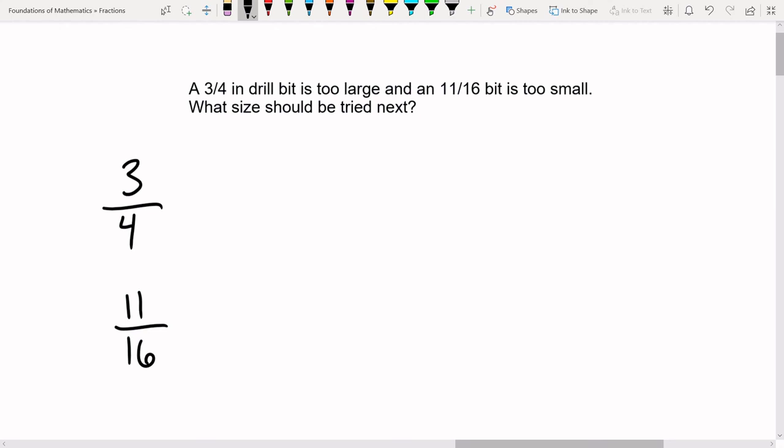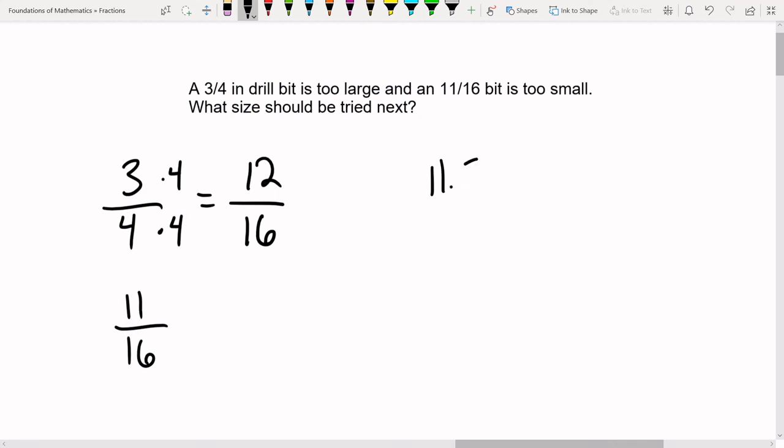We can do the whole, what are the multiples of 4? What are the multiples of 16? But if you're keeping your head in the game, as it's called in mathematics, is there a way to make 4 into 16? And there is. 4 times 4 is 16. So we do that, and we get 12 over 16. And now we see directly why 3/4 is too large and 11/16 is too small. 3/4 is 1/16 bigger than 11/16. Now, we need to go less than 12/16, but more than 11/16.